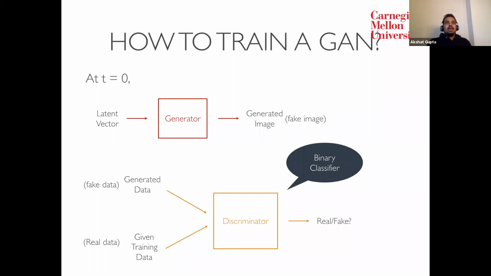And how we train a GAN: as I said, we have two components in GANs, a generator and a discriminator. At time t equal to 0, we input a latent vector into the generator, and it generates some data. At time t equal to 0, it's usually gibberish. The task of the discriminator is to guide the generator, provide feedback to the generator. The discriminator acts as a beacon of light, and the generator learns from it.